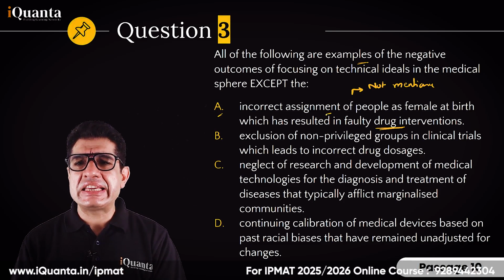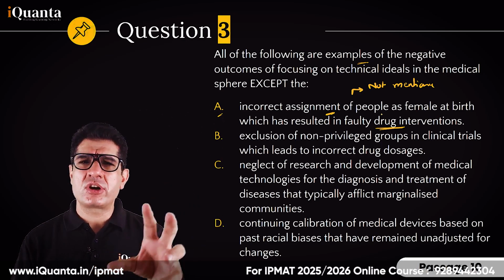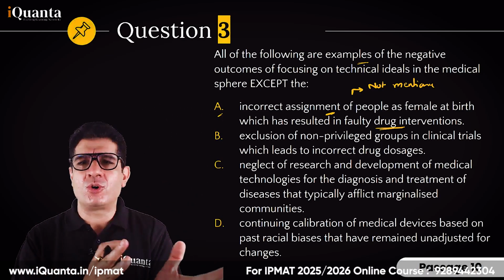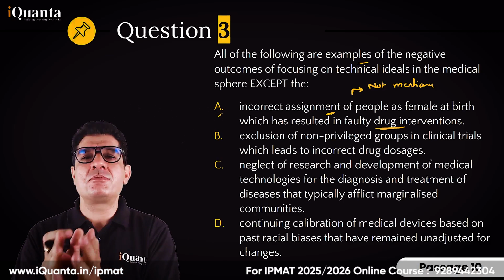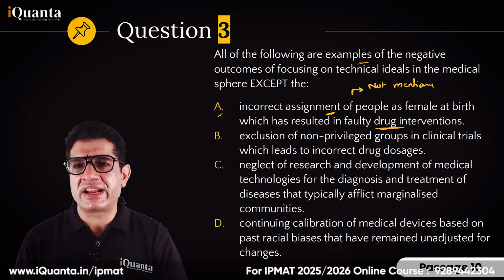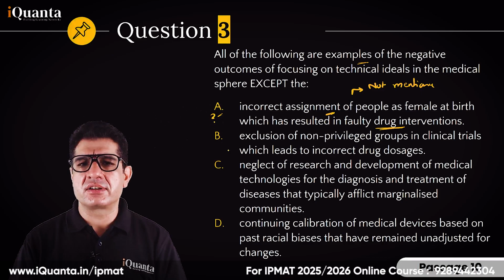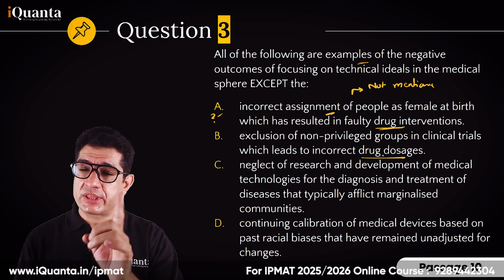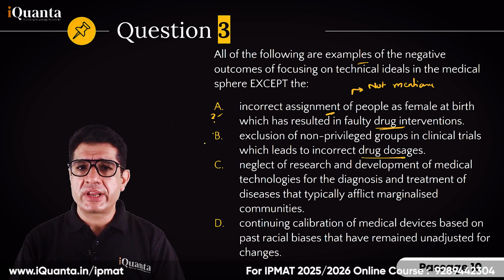Whether people are incorrectly labeled as female when they should have been labeled male is not something that the passage deals with. So I do not know whether it is an outcome linked with the pursuit of technical ideals. So this can be our answer. Let's look at B. Exclusion of non-privileged groups in clinical trials which leads to incorrect drug dosage, mentioned with respect to the women. So let's eliminate it.